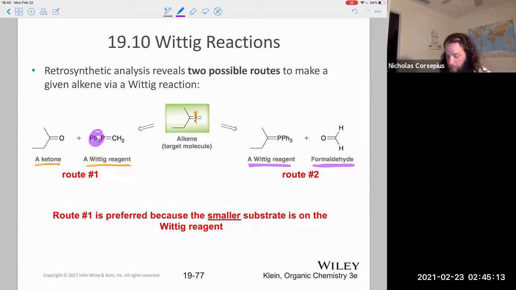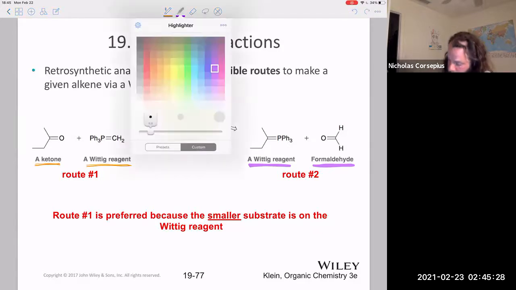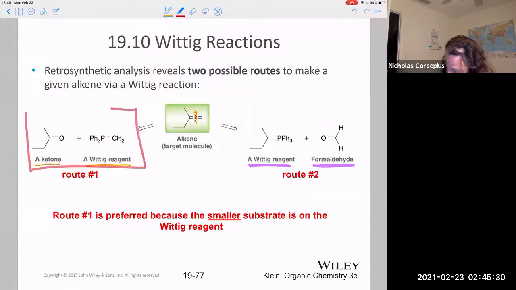So which one is the preferred route? Remember how big and bulky this back end is, right? That's a phosphorus with 3 benzene rings sticking off of it. That's big and bulky as it is for these reactions. So you want to keep your Wittig reagent as small as possible. So that means that our preferred route has the larger ketone or aldehyde and the smaller Wittig reagent, right? So that's going to be the rule of thumb that we're going to use: always keep the smaller half as the Wittig reagent. The larger half should be the aldehyde or ketone.